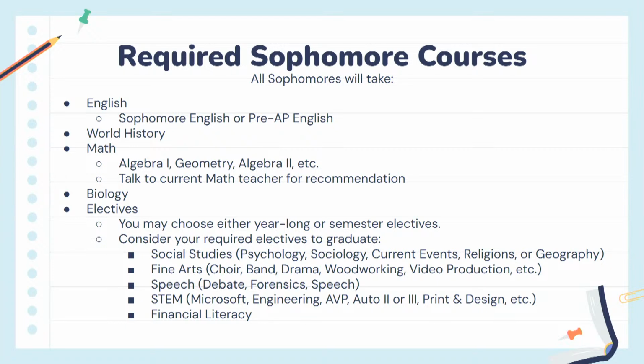And Zello will also tell you. If you try to select your class and it has a little red dot, that means you don't have the prerequisite that you need in order to take that class. Okay? Finally, you have certain required electives that you need to graduate, right?